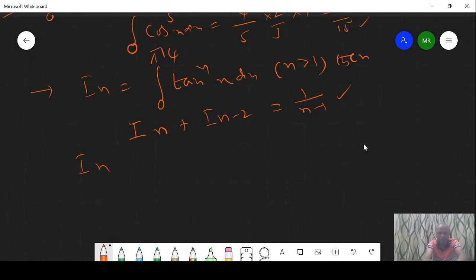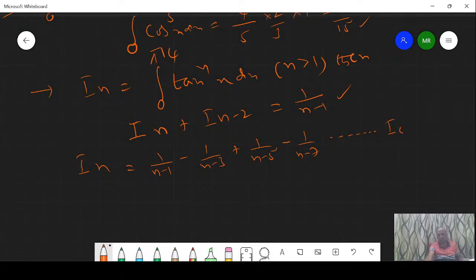You can write this value I_n is equal to, alternatively it is easy to write, 1 by n minus 1 minus 1 by n minus 3 plus 1 by n minus 5 minus 1 by n minus 7 and so on. You can continue like this and so on.